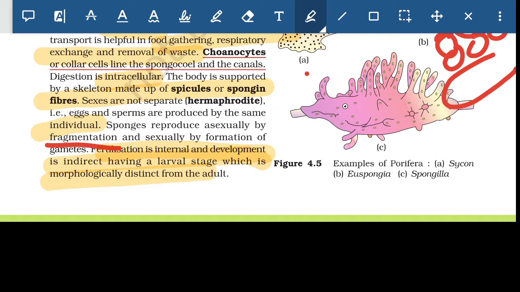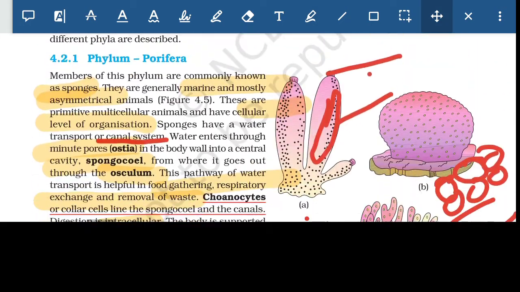Okay, and then coming to the next phylum. Are you clear with this phylum? Fertilization is internal and development is indirect, having a larval stage which is morphologically distinct from the adult. They have given this point also. It's very easy to understand now. So, revising it very fast, they are also called sponges.